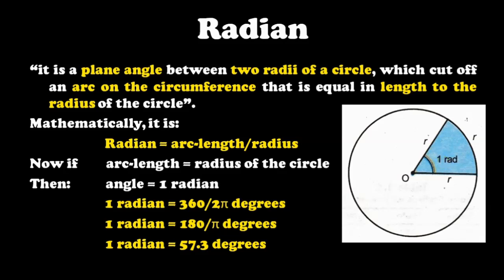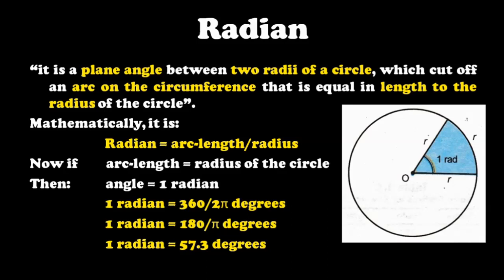And 1 radian, in any type of circle, even if the radius is larger, you will get the same value, 57.3 degrees. So the radian is a plane angle between two radii of a circle which cut off an arc on the circumference that is equal in length to the radius of the circle. Okay, that's fine. The next part is Steradian.